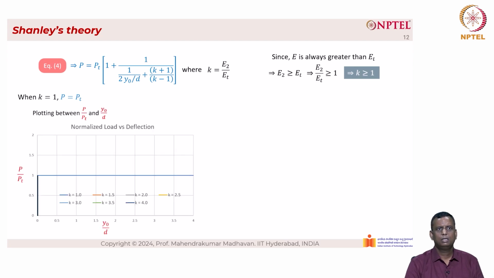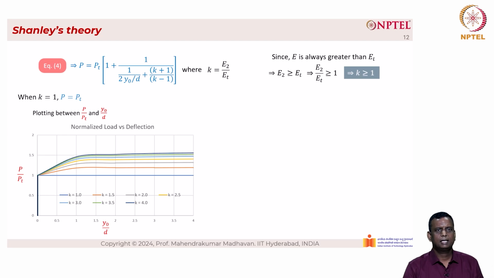So when we plot the normalized load versus deflection, the x-axis is y_0 by d and the y-axis is P by P_t. For k equal to 1.0, we have a straight line, which is P equal to P_t. For k equal to 1.5, we have an orange color curve, which is increasing with y_0 by d. Similarly, k equal to 2.0, we have another curve on top of that, then k equal to 2.5, 3, 3.5, and 4. We can see that as k increases, there is marginal increase in the load carrying capacity.